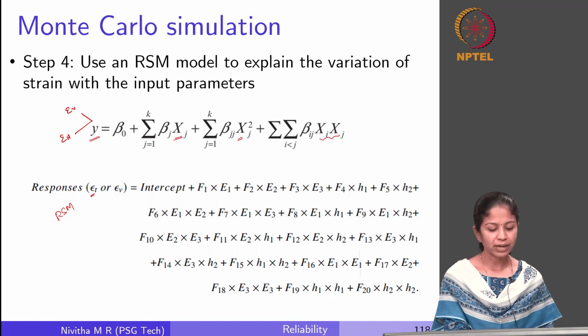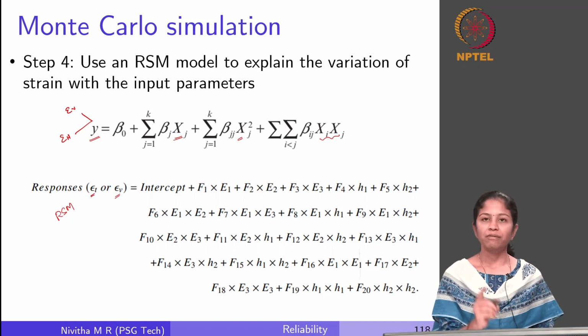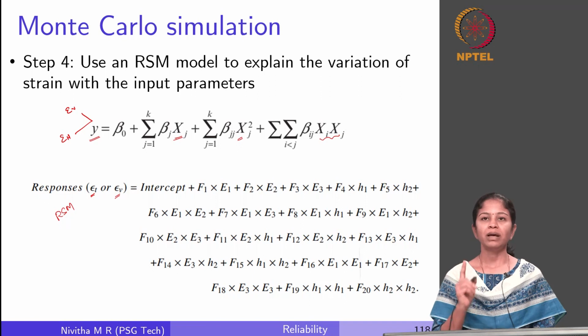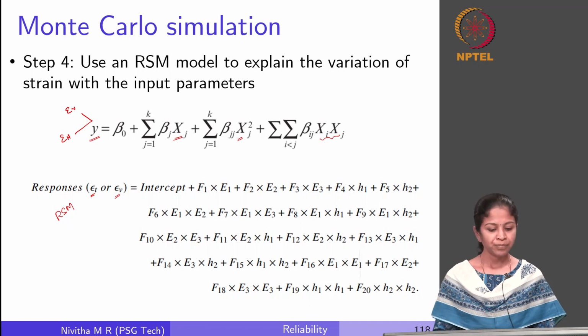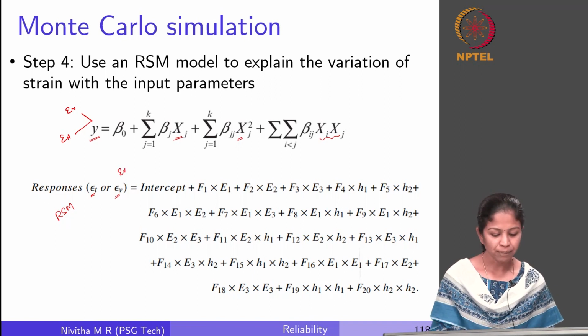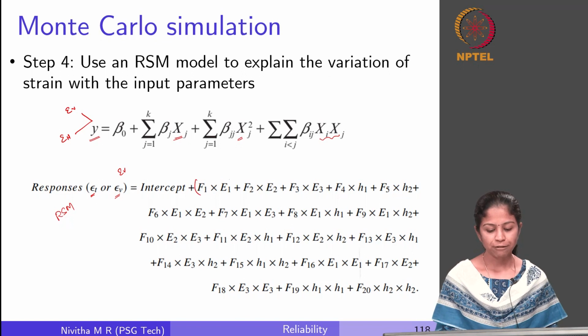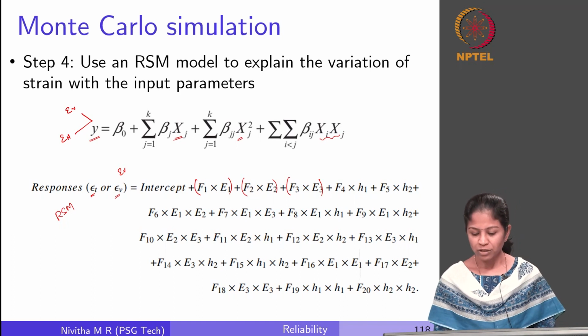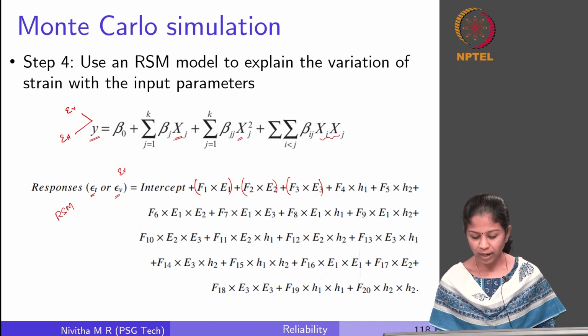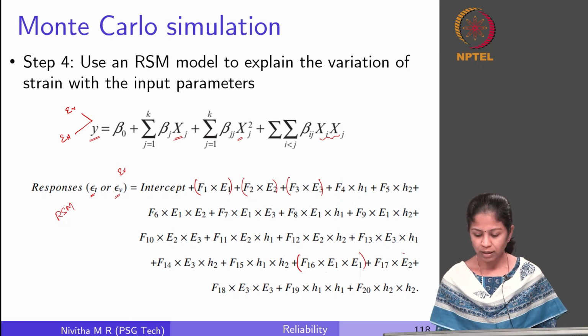We have epsilon T and epsilon V, with individual equations for each. Let us say this is my epsilon V. It has an intercept, F1 into E1, F2 into E2, F3 into E3 and so on. Here you can see the squared terms, like E1 into E1.